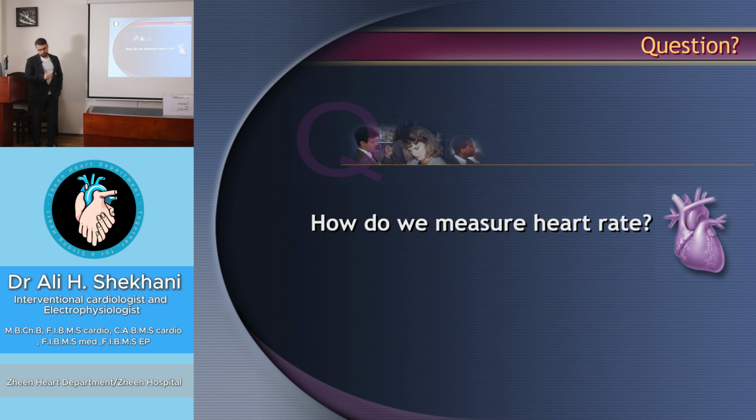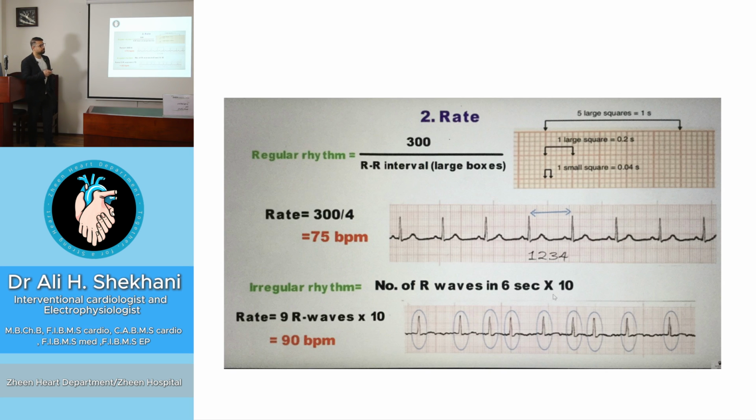And today I will focus on the first step, which is arrhythmia, rhythm disturbance. How do we measure the heart rate? The heart rate calculation depends on whether the rhythm is regular or irregular. If the rhythm is regular, we can divide 300 by the number of large boxes between the RR interval. For example, in this ECG, we have 4 large boxes. The rate is 300 divided by 4, which is equal to 75 beats per minute.